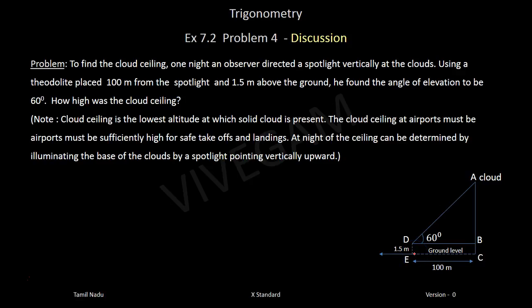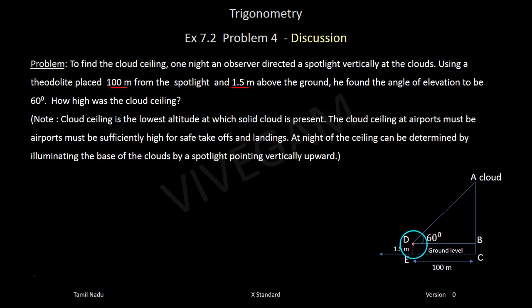Now let's go through step by step. Okay, let's mark what is given. The theodolite is placed 100 meters from the spotlight, and it is 1.5 meters above the ground. This is the spotlight, so it's placed 100 meters away, and this is 1.5 meters above the ground level. He found the angle of elevation to be 60 degrees.